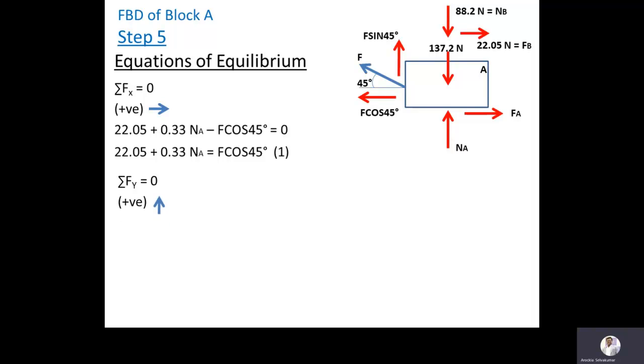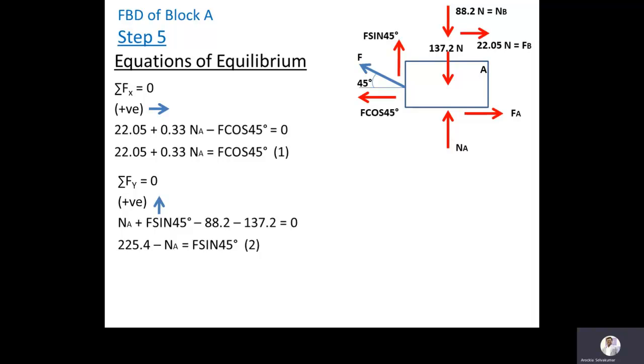Again we are assuming the force acting upward is positive, and we write the equation: NA acting up is positive, F sin 45 acting upwards is positive, and minus 88.2 and minus 137.2 is equal to 0, because the given problem is about to slide or just to slide, that means it is under equilibrium. Now you can rewrite that equation as 225.4 minus NA is equal to F sin 45 degree.